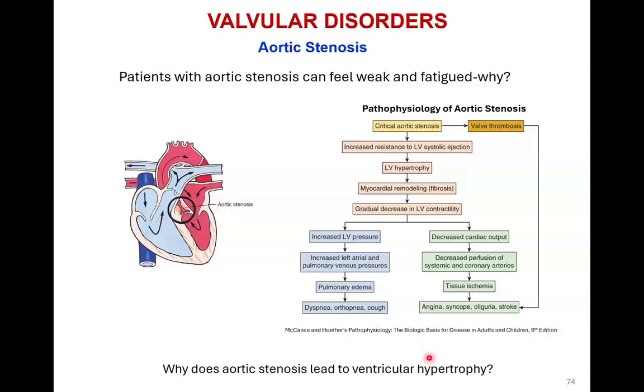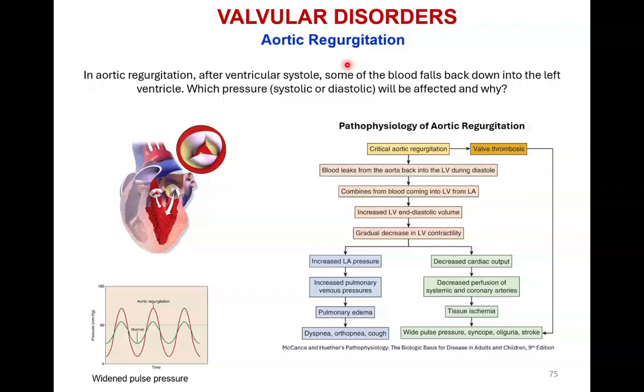Why does the left ventricle undergo hypertrophy? It really is just to overcome what is essentially an increase in the afterload, right? So that's what's happening with a stenotic aortic valve. What about a regurgitant valve?